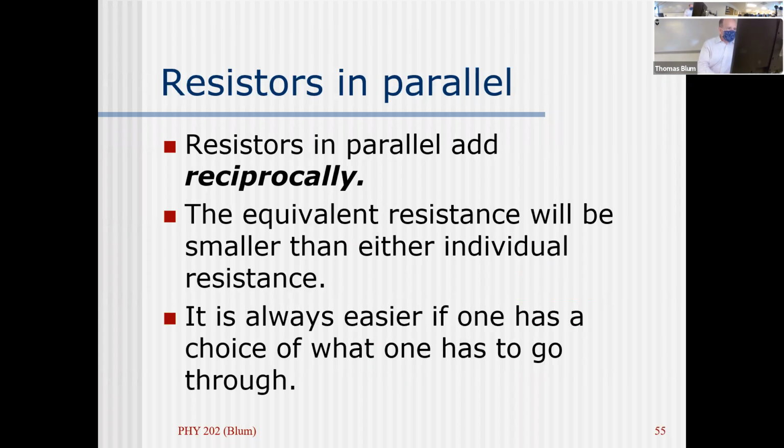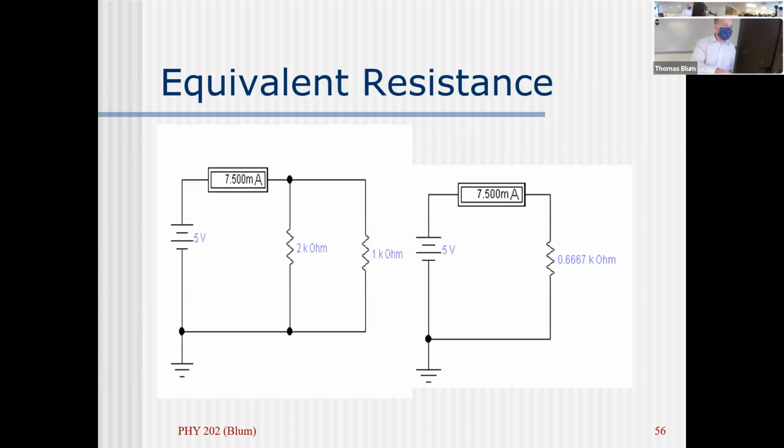All right. Resistors in parallel add reciprocally. The equivalent resistance is lower. The resistance will go down compared to either individual one. And it's always easier if you have a choice. If you have the choice, more people will make the easier choice, but overall for the whole system, it will be easier. The resistance will go down.